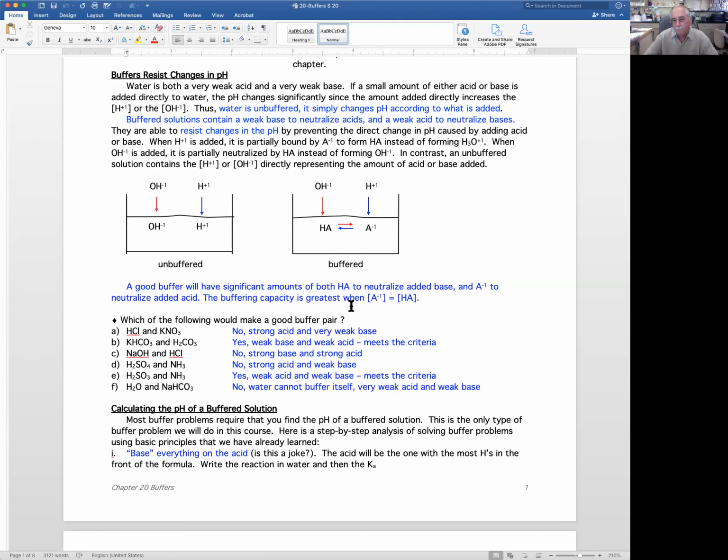And notice, if I wanted a good, well-buffered solution, it would make sense that this concentration would be high and this concentration would also be high. So that's known as buffering capacity, and that'd be the best when these two are at equal concentrations.